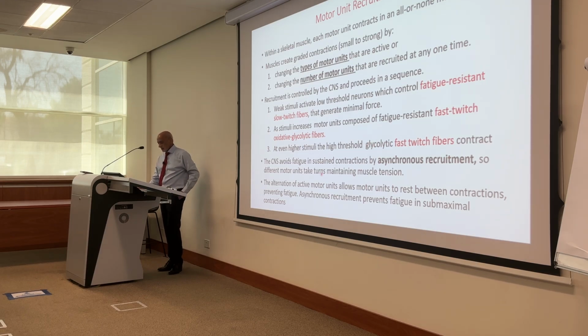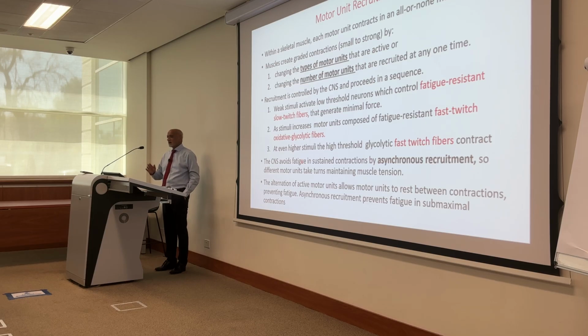So the CNS avoids muscle fatigue by varying the stimulation, and then the contraction, of the motor units. We call that asynchronous recruitment. So you go from small to large to intermediate, back to small to large, that kind of thing. In other words, you don't go one at a time all the way up.